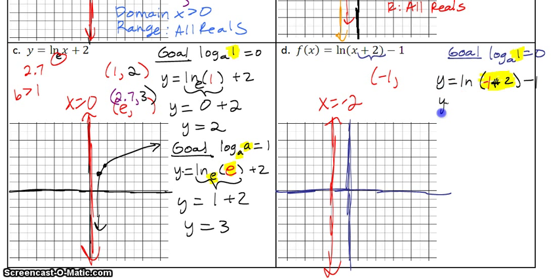Now to get y, if I have a 1 there, that's equal to 0, so my y value is -1 for that first one. So -1, -1 is my first point.